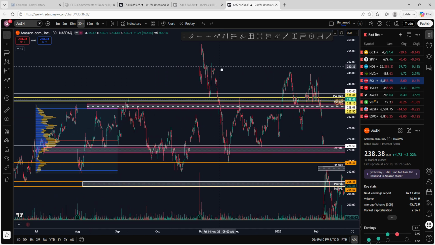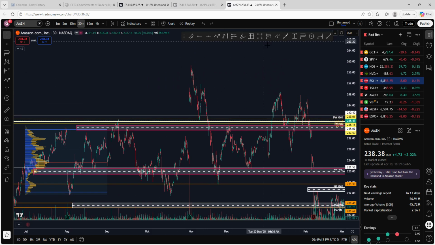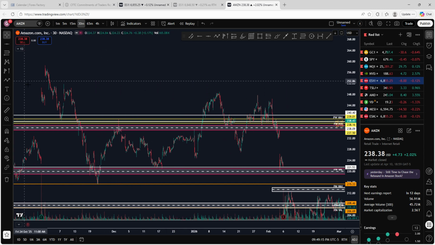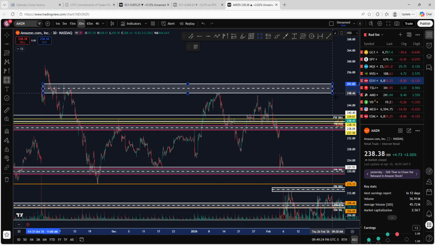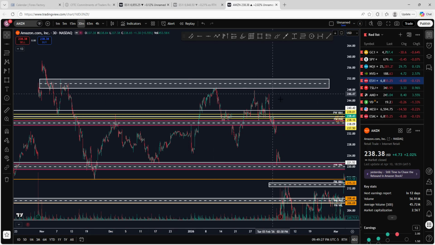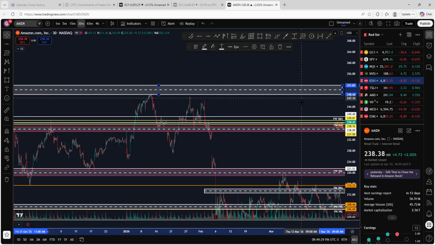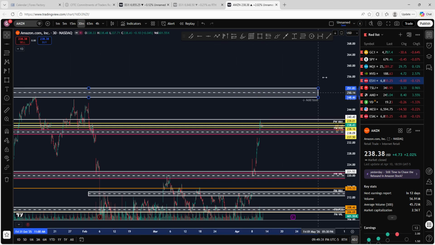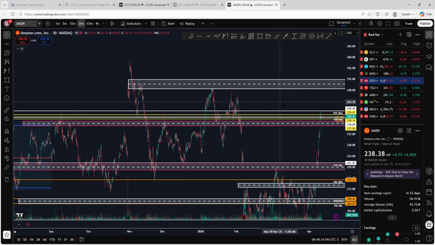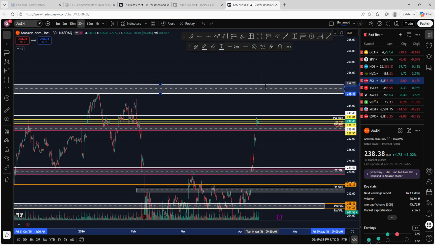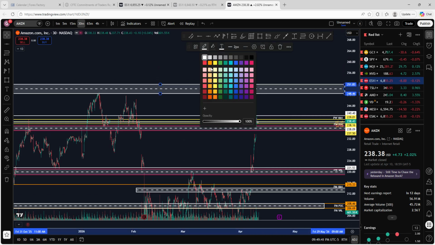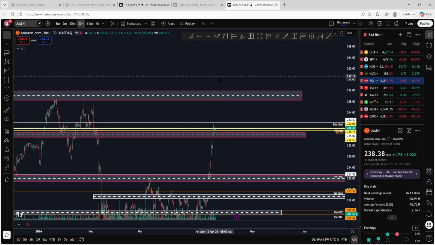You know, again here from this level, where you had that retest here, that absorption that came into the market here. This is going to be another higher time frame level. I would definitely, absolutely look to short the market here. And this would be a swing short position on Amazon.